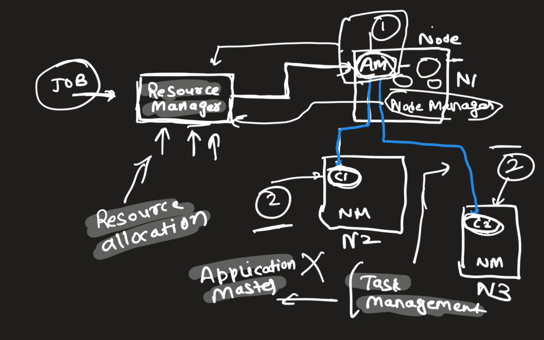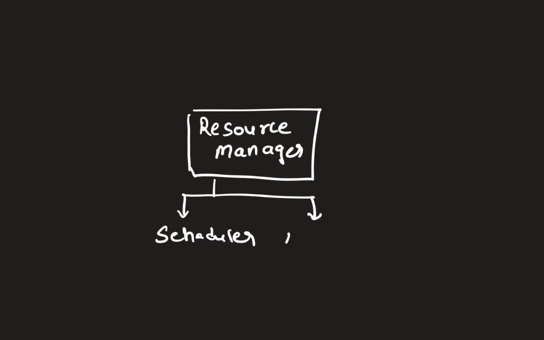Now we'll talk about few more components within resource manager. So if I make it the resource manager here again, so resource manager has two different components. What are these two components? One is your scheduler and other one is your application manager. So basically scheduler is the component which negotiates the resources and allocates the resources for your job.